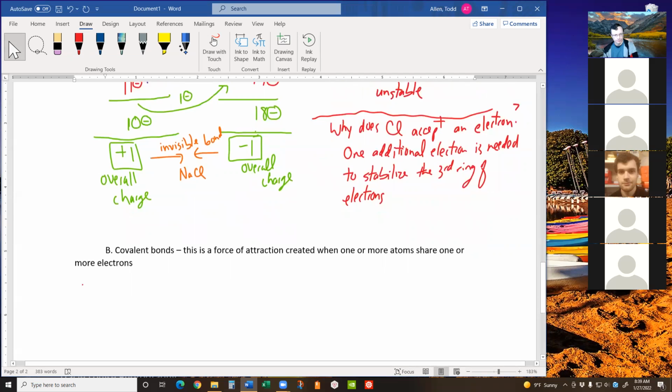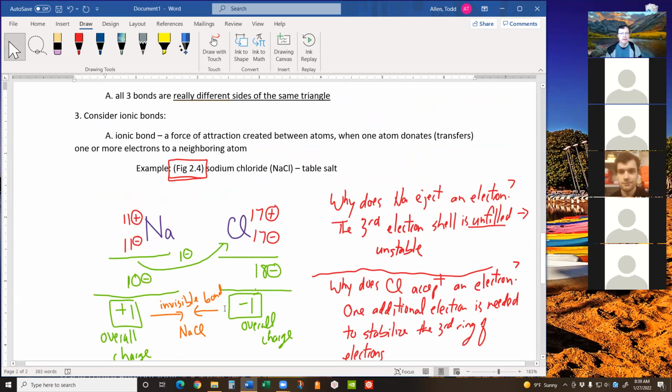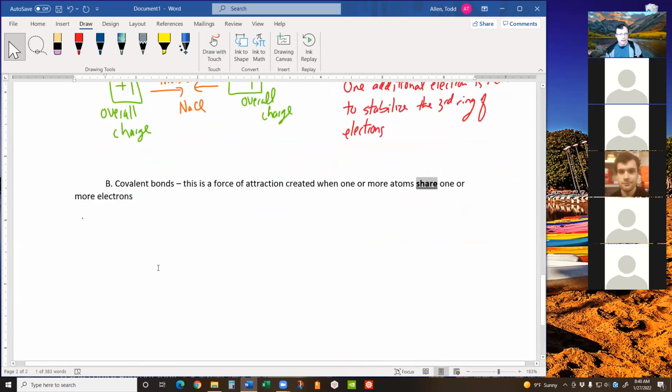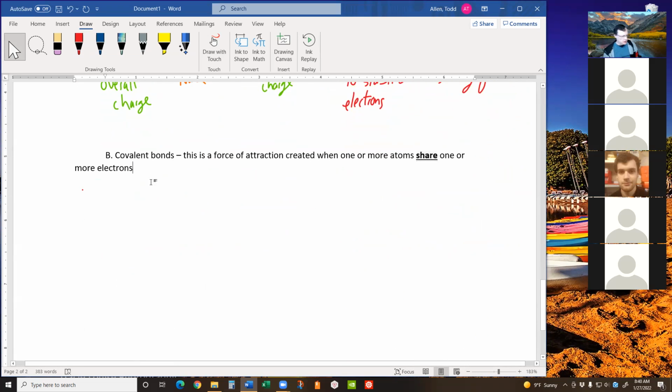So the key phrase in the definition for ionic bond would be donates. The key phrase in a covalent bond is share. In the covalent bond, the atoms are sharing their electrons, okay? And so there's a number of things to talk about here. Covalent bonds are highlighted in figure 2.5, so that's a useful figure to start thinking about these things, okay?